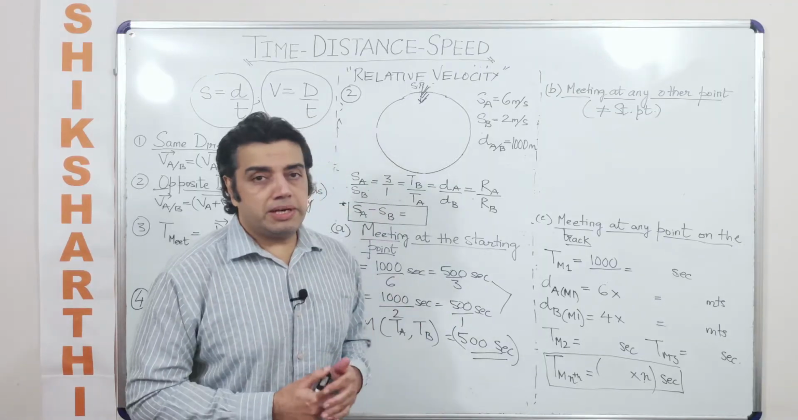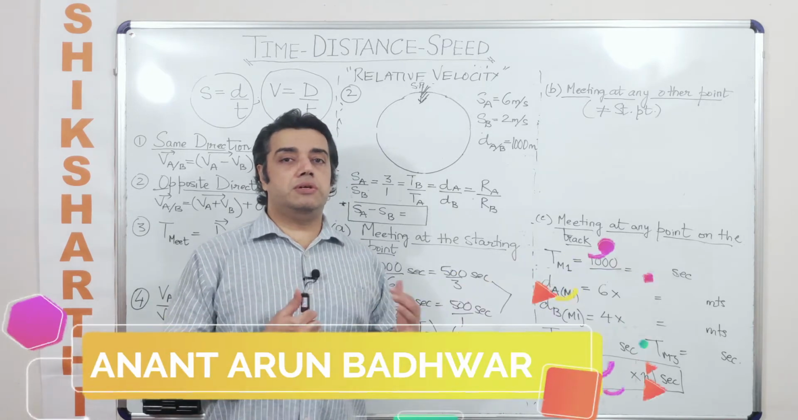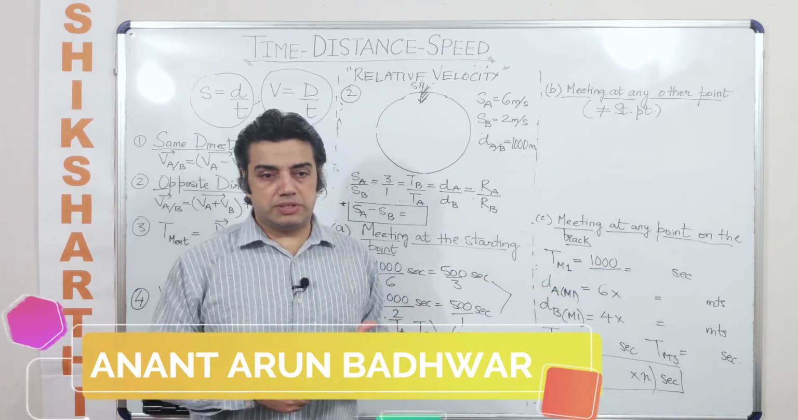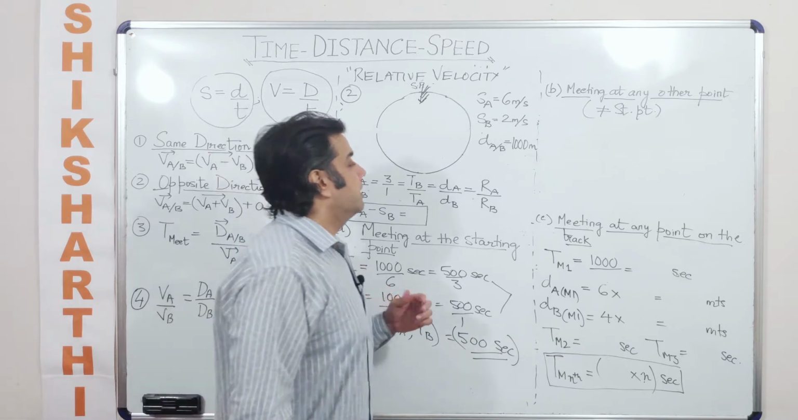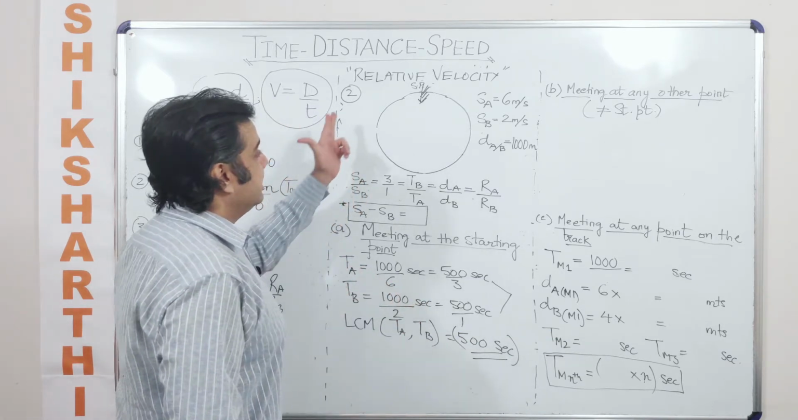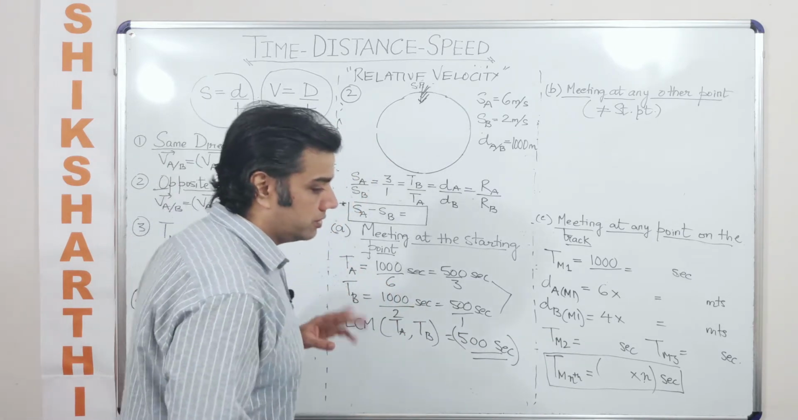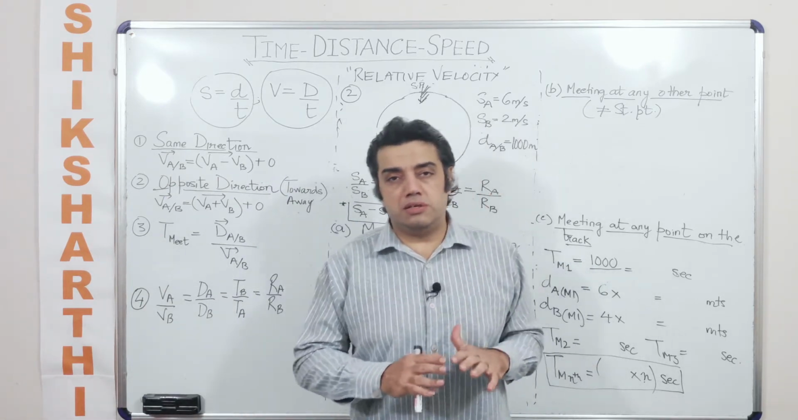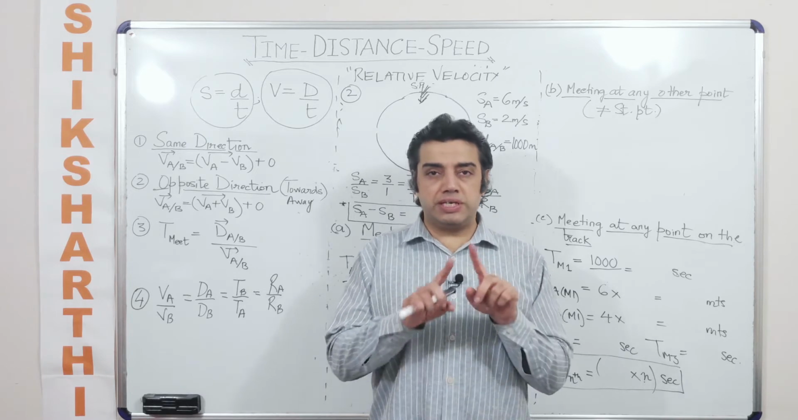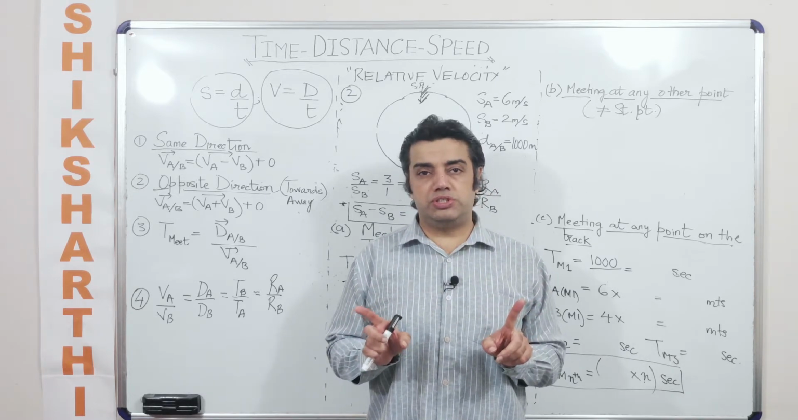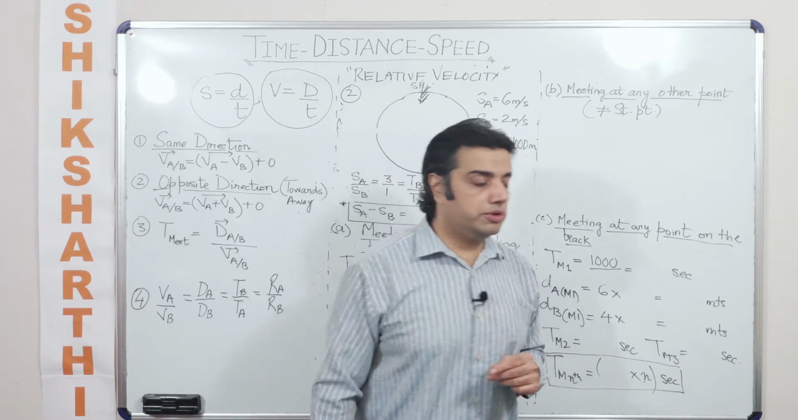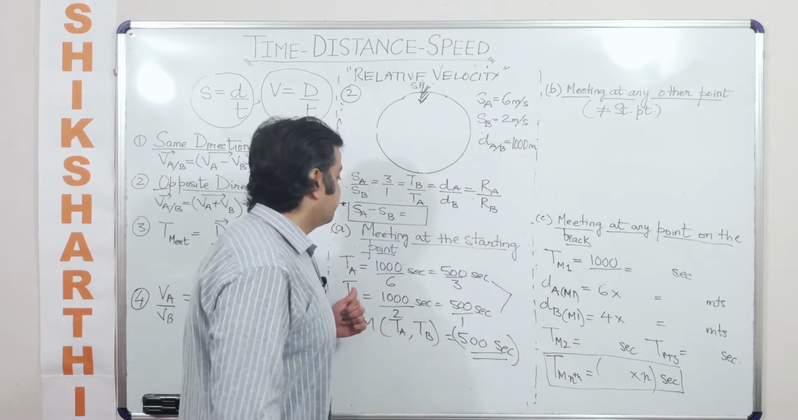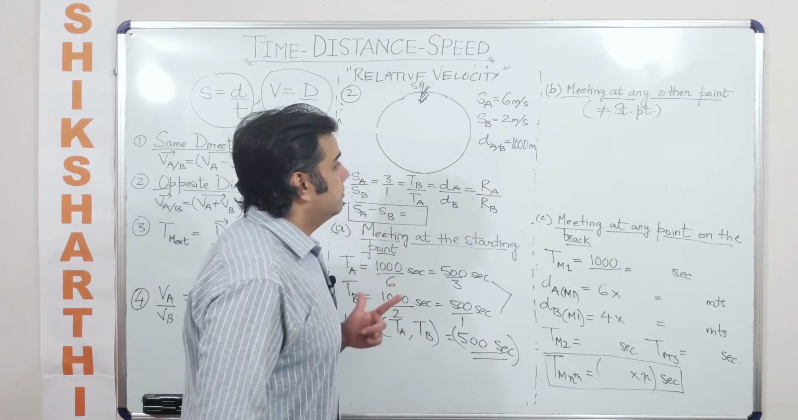Now, as you would have seen in my earlier video, we had talked about two objects moving in the same direction in a circular motion. Now in this video we'll be talking about two objects or two entities moving in the opposite direction to each other, and then we would talk about three things.